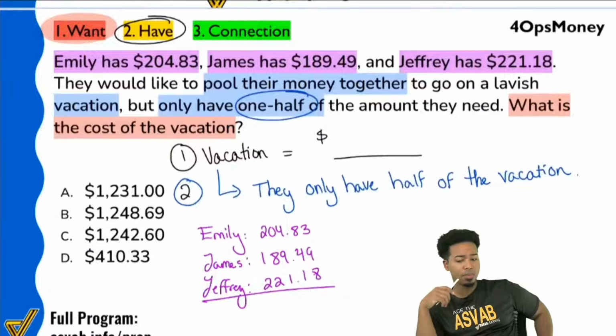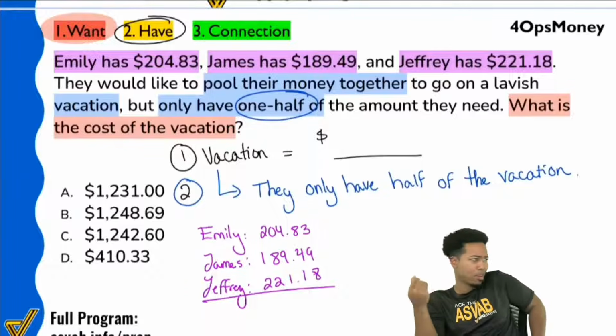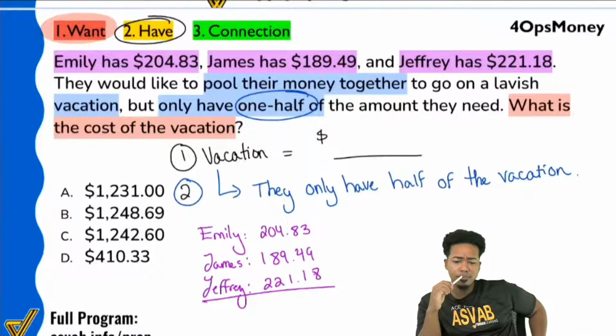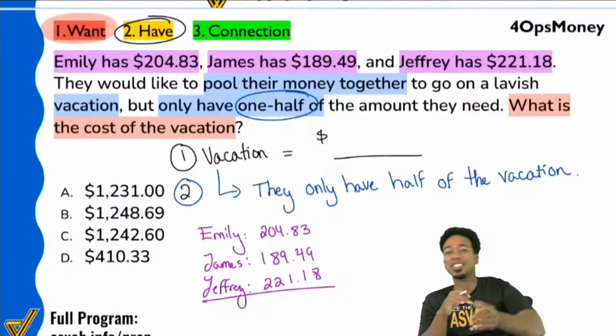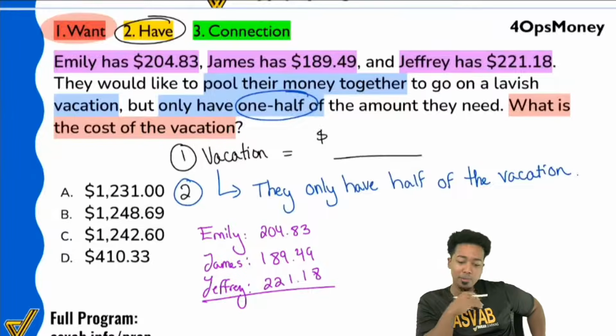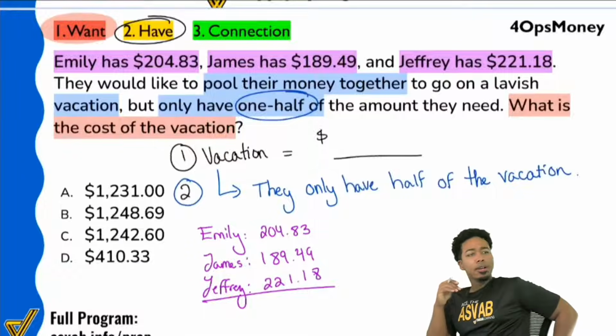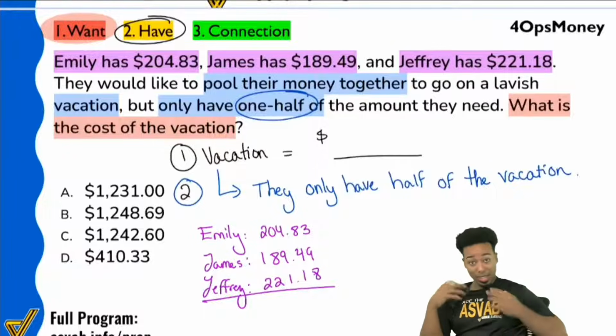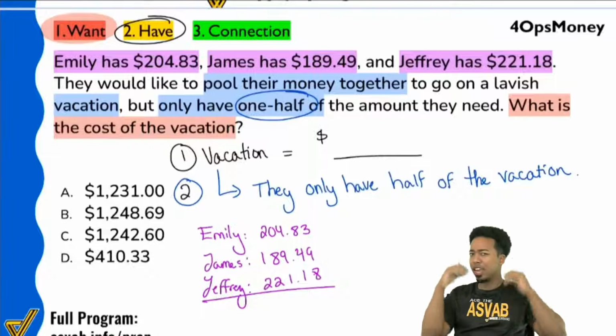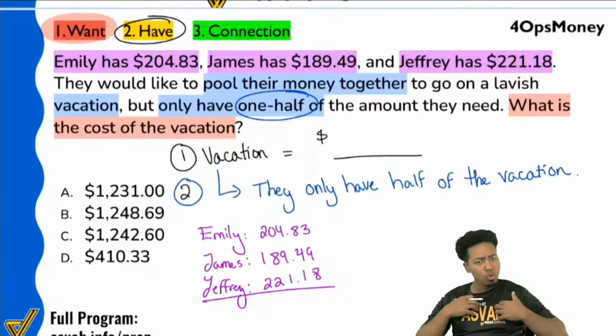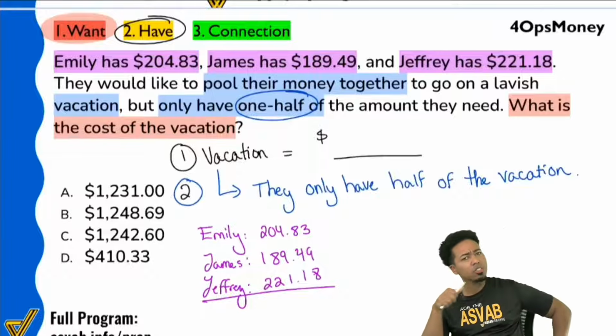Be specific. If you say add, add what? If you say multiply, multiply what? Be specific. Give it your best shot. Again, I'm not here grading you for the ASVAB. I'm not your grader. I'm just here to help you get better. Come on. So again, my question was, if what they have is only half of that vacation, what do we need to do to what they have to get to the vacation?